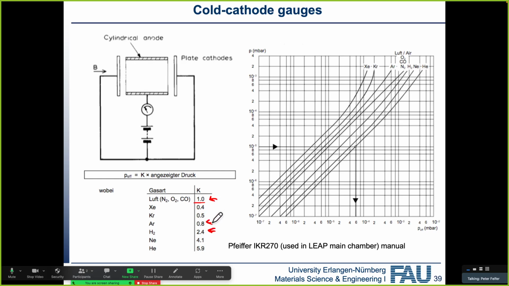So unless you know what the partial pressures are, always bear in mind that you don't know exactly what the pressure is. Of course, now with the thermal desorption system, we have one where we actually get partial pressure measurement, but this is a whole different topic that we're not going to cover here.